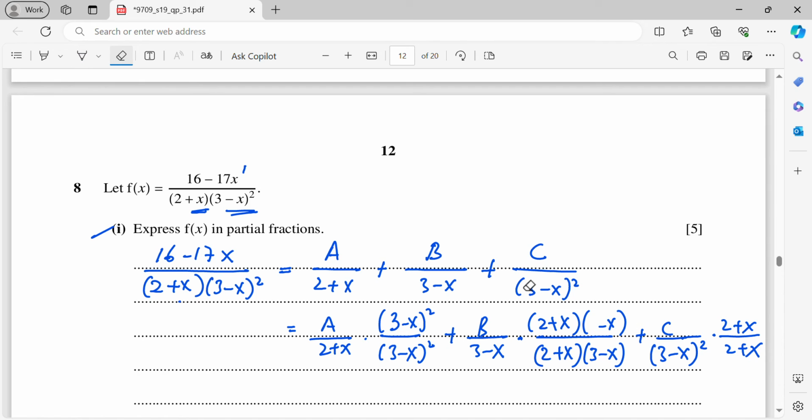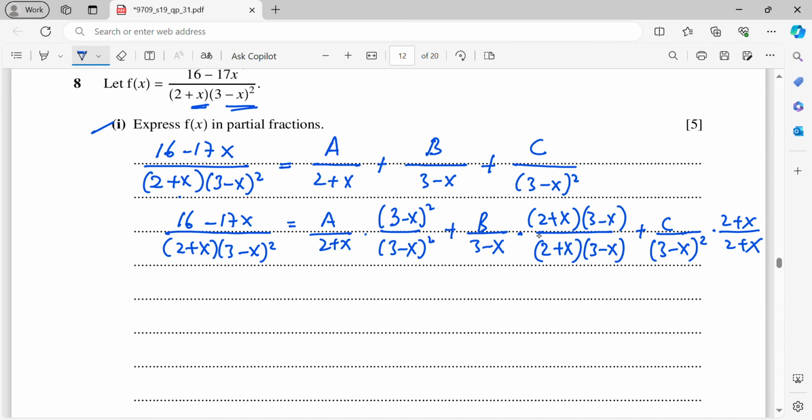So after this, you just need to compare the numerators, because all the denominators are same factors right now. Okay, so basically you can just ignore the denominators. That means now here I will be getting 16 minus 17x. The right hand side will be all the numerators.